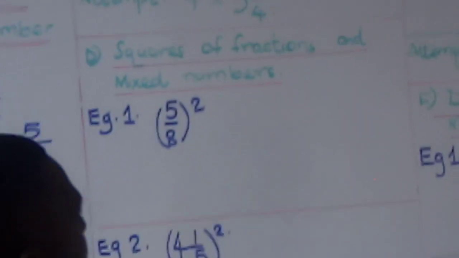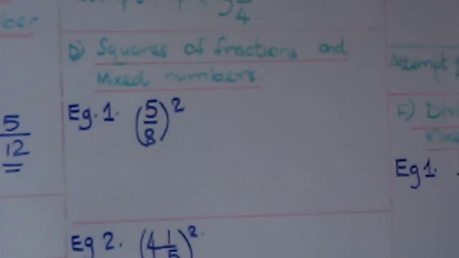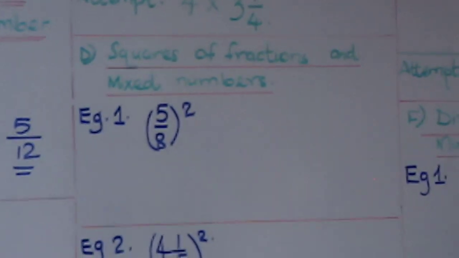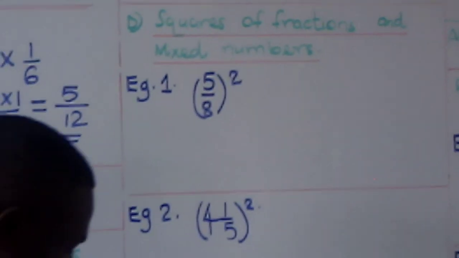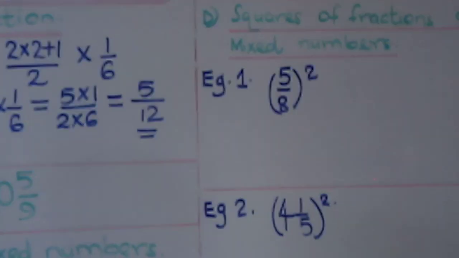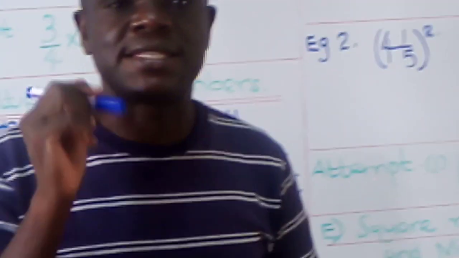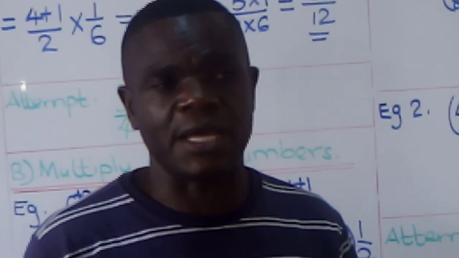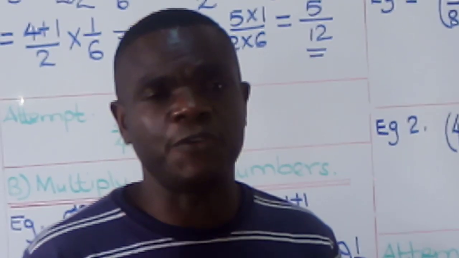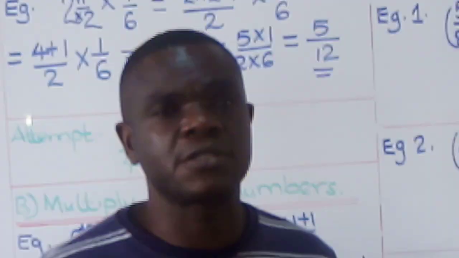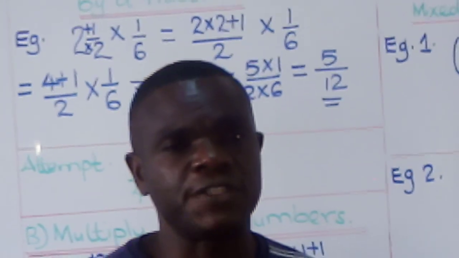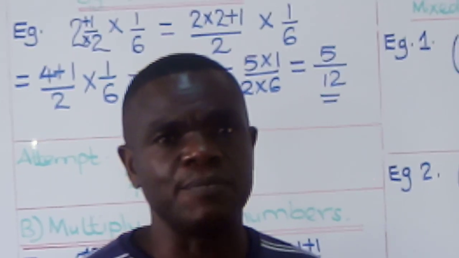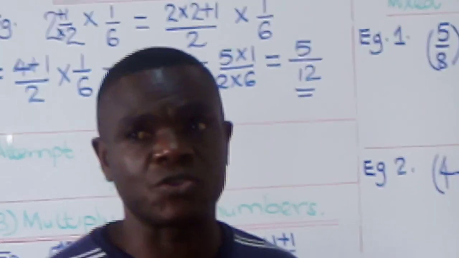Let's go to the squares of fractions and mixed numbers. A square of a number, boys and girls, is that number multiplied by itself. So if we say a square of 2, that means 2 times 2. A square of 10 means 10 times 10. The result will be the square.